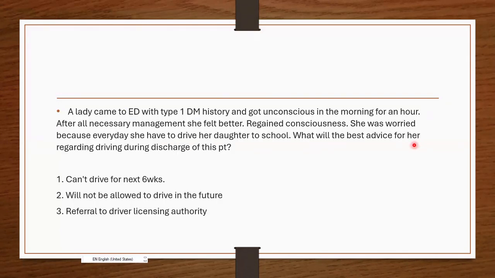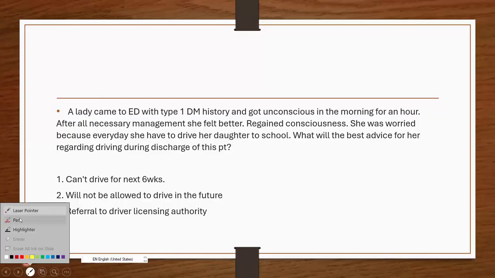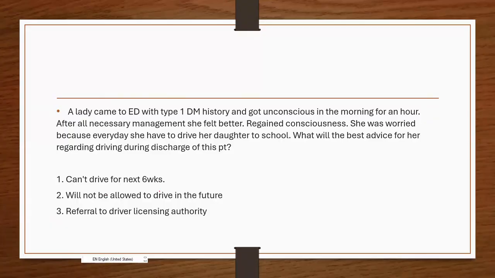Okay. Next one. A lady came to ED with type 1 diabetes mellitus history and got unconscious in the morning for an hour. After all necessary management, she felt better, regained consciousness. She was worried because every day she had to drive her daughter to school. What will be the best advice for her regarding driving during discharge of this patient? 1. Can't drive for next 6 weeks. 2. Will not be allowed to drive in the future. 3. Referral to driver licensing authority.